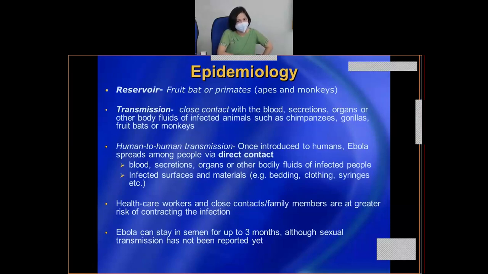That direct contact is, as healthcare personnel, you might get infected through the blood, secretions, organs, or other body fluids from the infected person. Sometimes you may get infection from infected surfaces and materials, for example from the bed, the clothing, the syringes, etc.